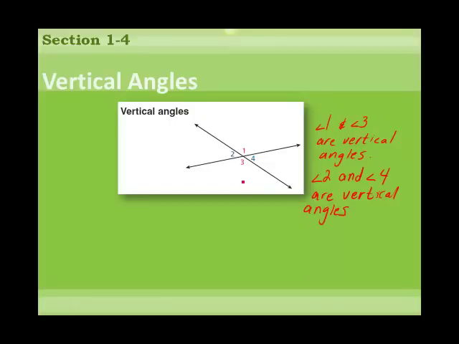So vertical angles are angles that have the same vertex and whose sides form 2 straight lines. So you can see here angle 2 and 4 have the same vertex, and this side and that side of angles 2 and 4 form a straight line, and then this side and this side of angles 2 and 4 form a straight line. So that makes angle 2 and 4 vertical angles. The same for angles 1 and 3.